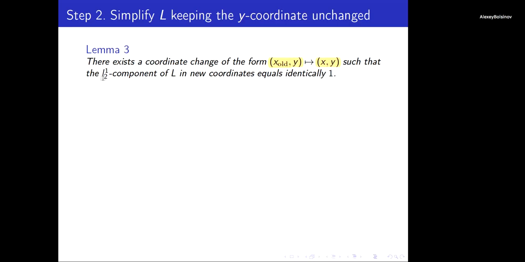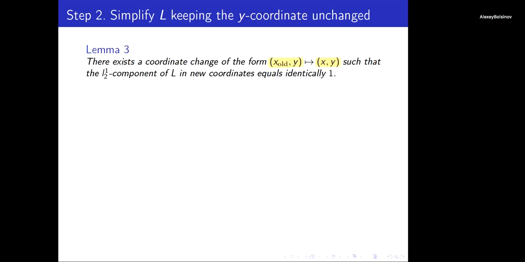I want to achieve the following result. The L12 component of my matrix L. L consists of four components. I want this particular component to be equal to one. So what about this component? This is the component which, in the nilpotent Jordan block 0, 1, 0, 0, corresponds to one. Okay, so what is the proof?